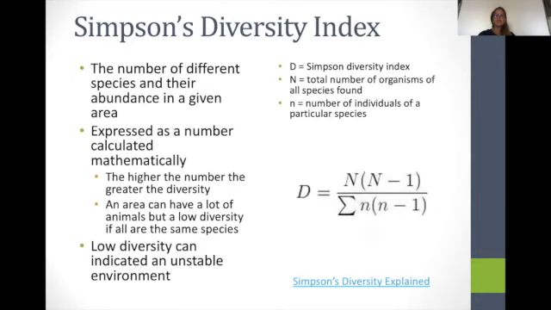Simpson's diversity is a little different and you're going to do this math as well, so please watch the video. It's looking at the different number of species and their abundance in a given area, expressed mathematically, and know that the higher the number, the greater the diversity. An area can have lots of animals but low diversity if they're all the same species.